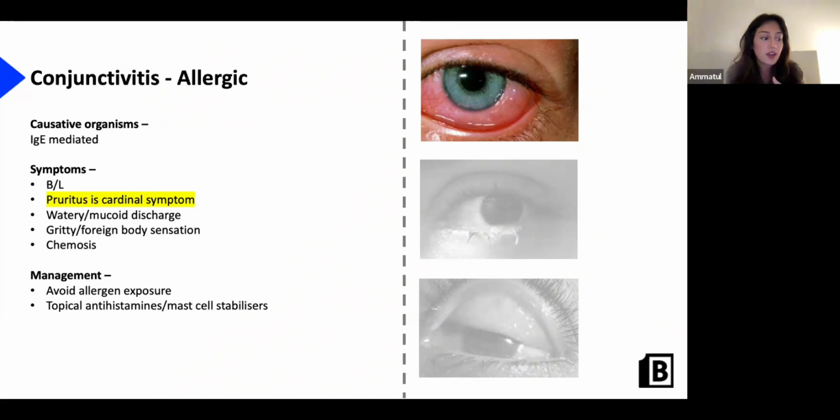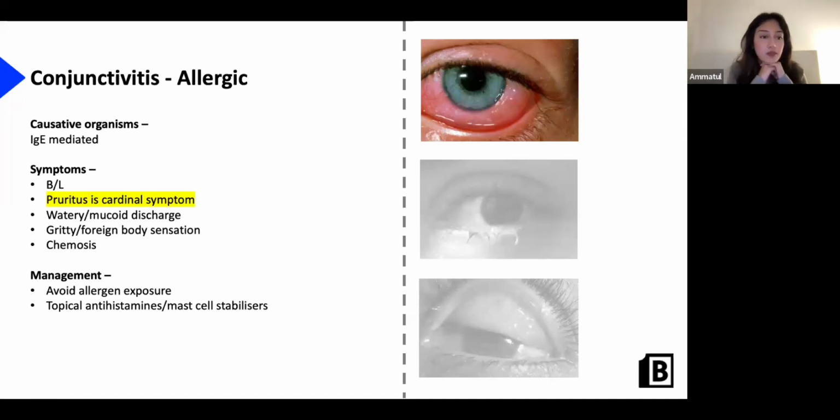In the late phase, you have release and synthesis of prostaglandins and leukotrienes, and that amplifies the kind of fluidy processes such as conjunctival hyperemia, edema, increased vascular permeability. You can have discharge from the goblet cells, which release mucin, and also inflammatory cell infiltration. The itchiness, so pruritus, is the cardinal symptom of allergic conjunctivitis. Here on the eye, you can see the kind of swelling of the conjunctiva, and that's known as chemosis. And you may also get that kind of gritty foreign body sensation.